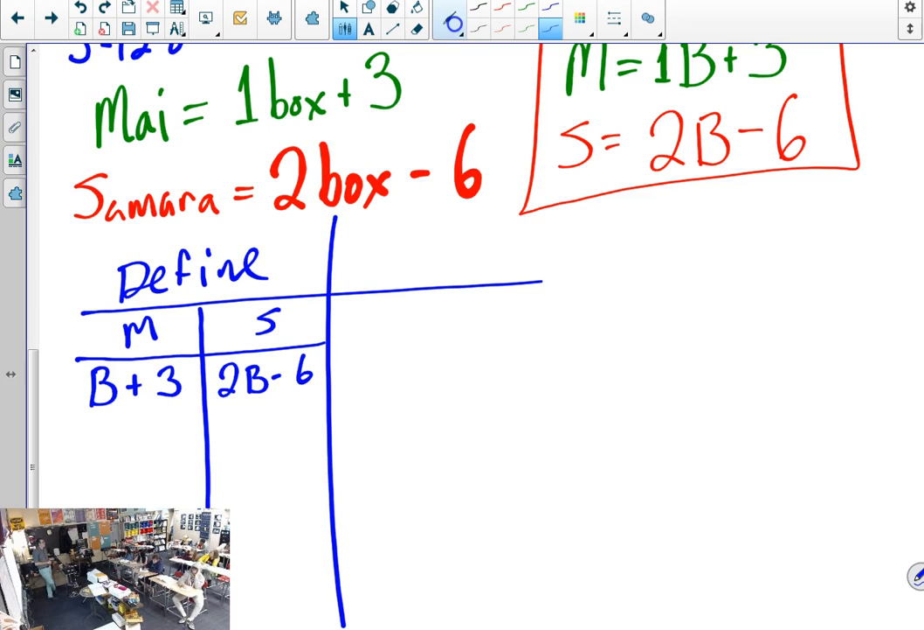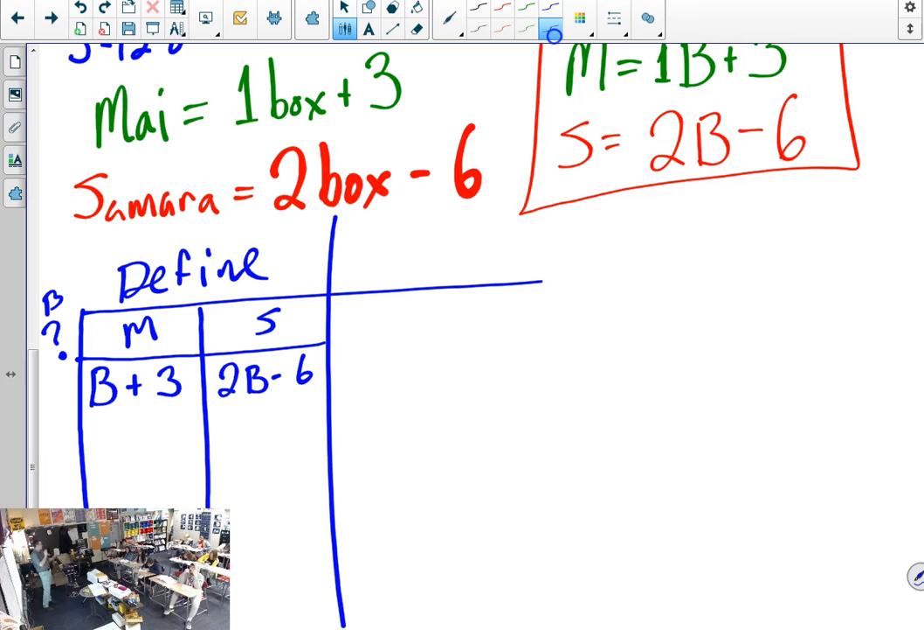Do we know how many cookies are in a box? We don't know right now. Nothing tells us. So we also have to add in what we're guessing. Remember our trial? So we're going to guess values for B. We're going to play with guess and check.